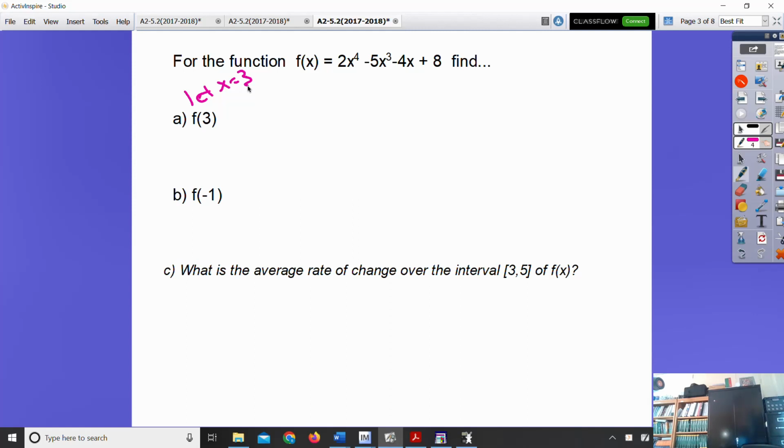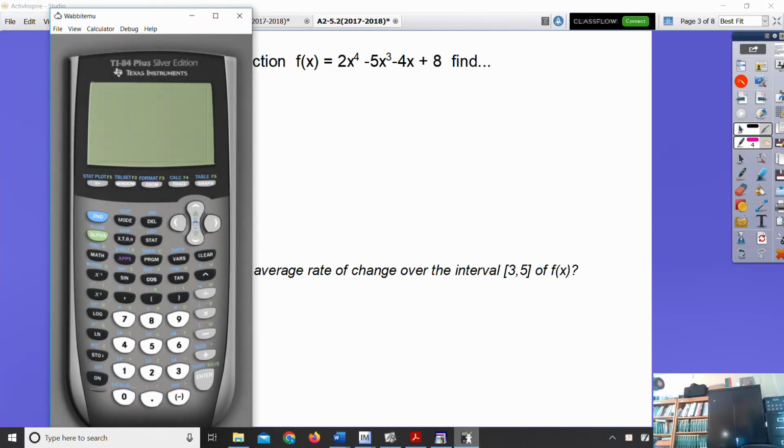I want to use the storage feature, because I'm going to use this function 3 different times. So the first thing up there is f of 3. Hit the 3 key, hit STO, which is right next to the 1 and the 4. You'll see an arrow pop up on the screen, and you store it where? X. Some kids know this, some kids don't. And then you type the function in.